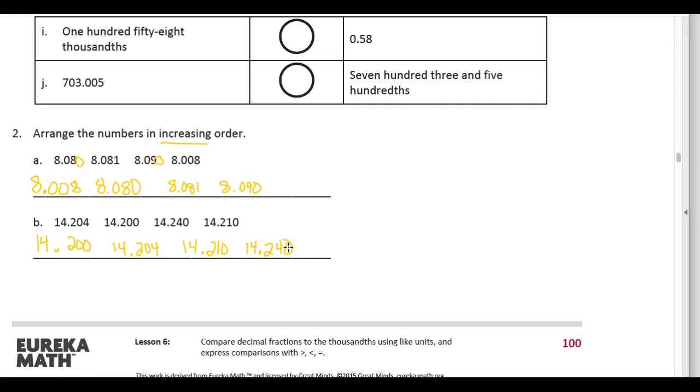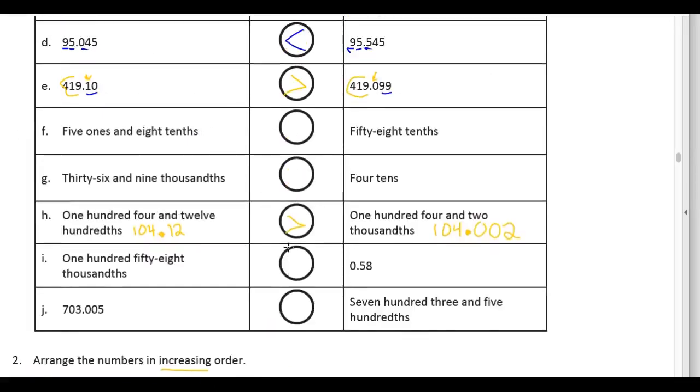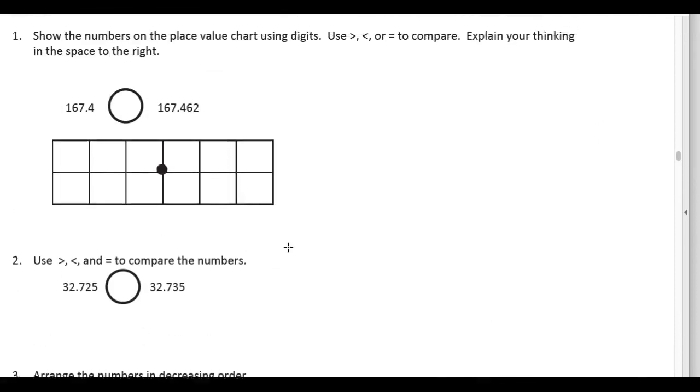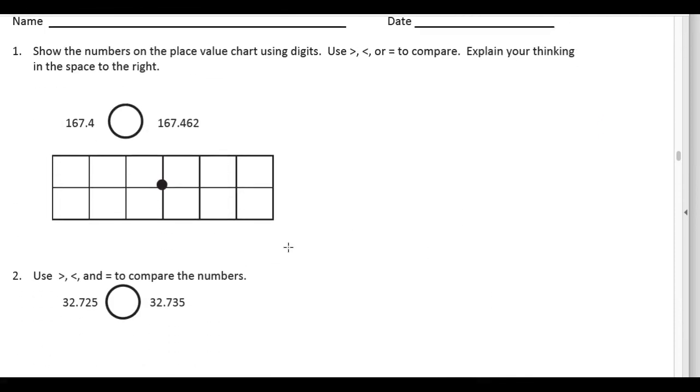So, what you've got for homework today, take a look here. Here's that little chart I made. I'm going to ask you to show the numbers on the place value chart using digits, meaning numbers. This means put the numbers. So the first thing you got to do, numbers.